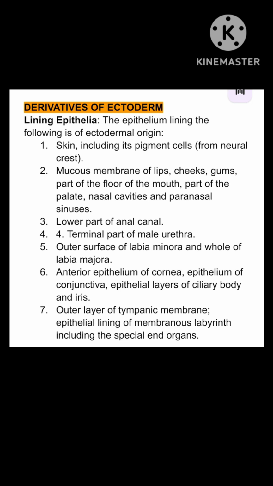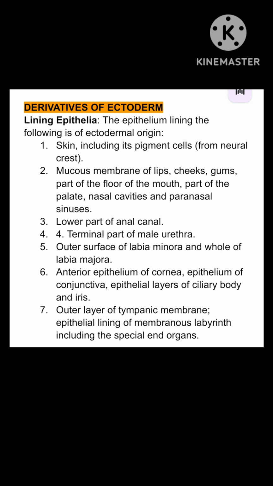Ectoderm derivatives. First, let us take ectoderm, lining epithelium. Ectoderm mainly forms structures related to the outer surface of the body. It forms the epithelium of the skin, including pigment cells, which are derived from neural crest. It also forms the mucous membrane of lips, cheeks, gums, part of the floor of the mouth, and part of the palate. Further, it contributes to the lining of nasal cavities and paranasal sinuses.